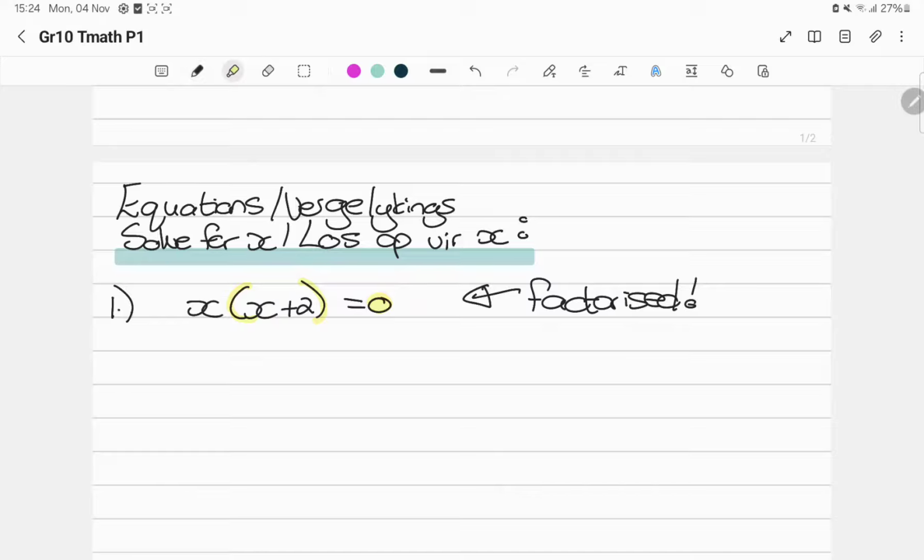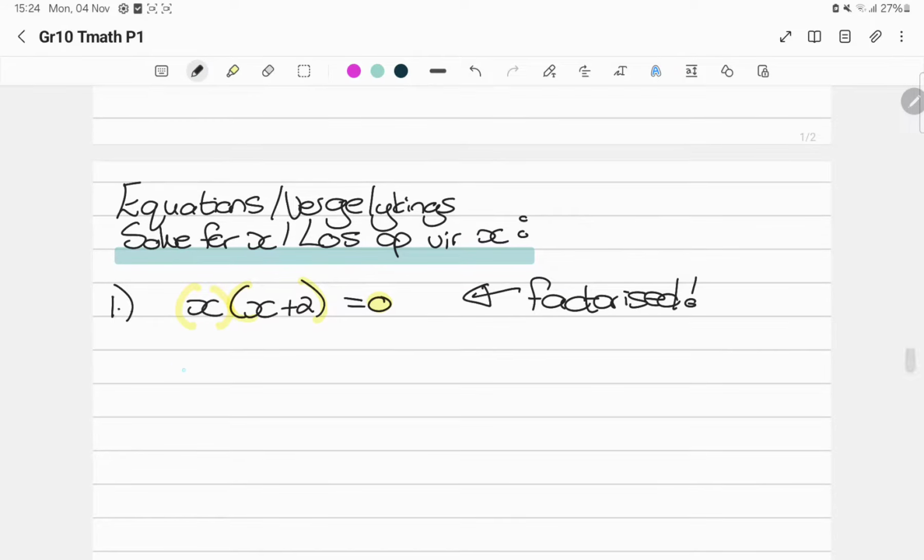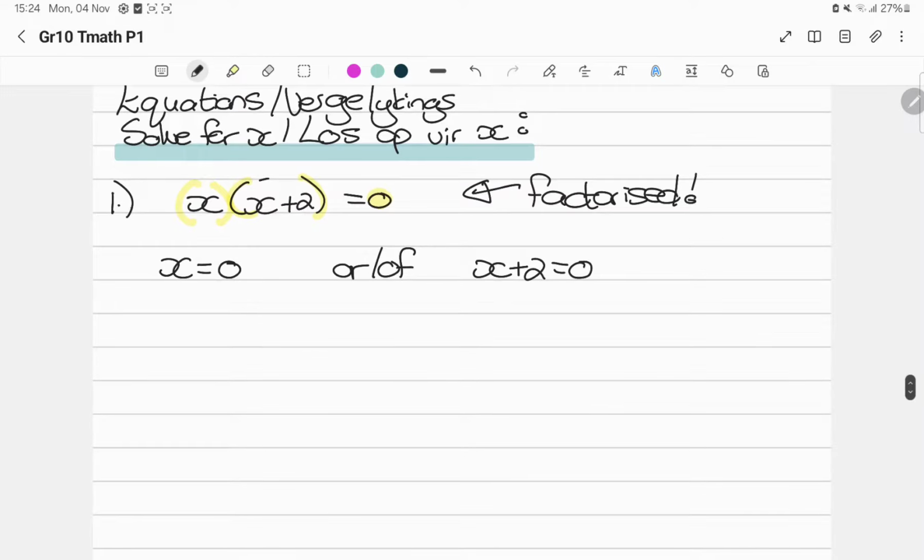So you have to basically identify two brackets. Okay, so we have x plus 2, our first bracket. And then our second bracket will just be x. And when you take your first bracket, which is x, and you put it equal to 0, or in Afrikaans skryf jy of, and then you take your second bracket, which is x plus 2, and you put it equal to 0. Easy. Alright, so you take your first bracket, put it equal to 0, which is x equal to 0, and your second bracket, x plus 2 equal to 0.